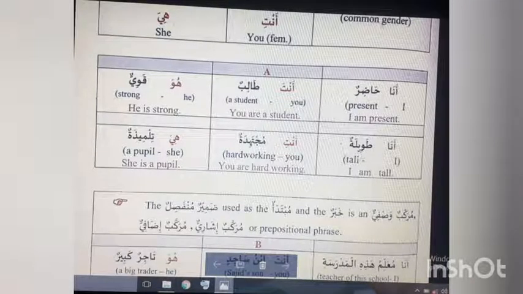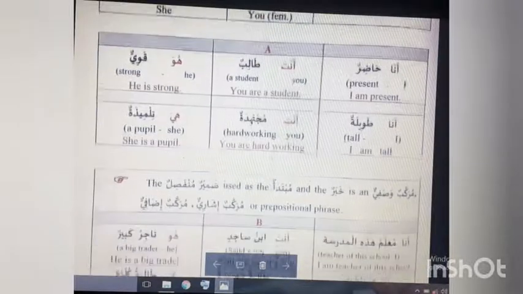Now see here, أنا طويلة. أنا طويلة. Here أنا is ضمير منفصل, detached pronoun. طويلة, tall. أنا طويلة, I am tall. So أنا is ضمير منفصل. أنا is used for both masculine and feminine, first person singular. Now أنت مجتهدة، هي تلميذة. This we have discussed. Here هي is ضمير منفصل and used for third person feminine singular. Here تلميذة means she is a student.